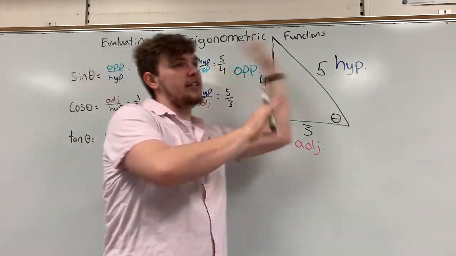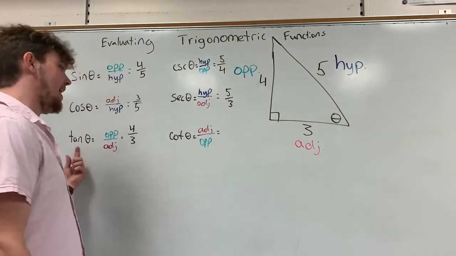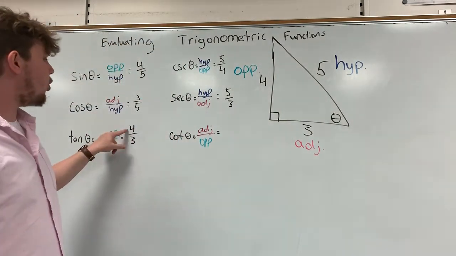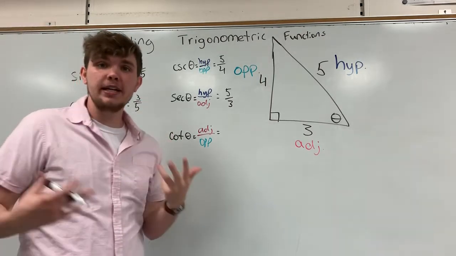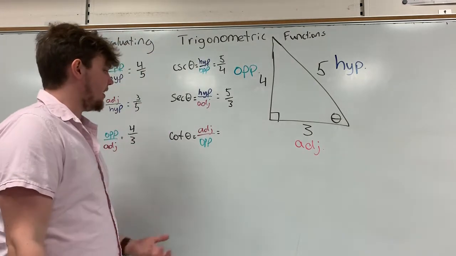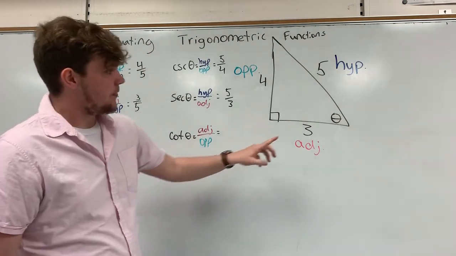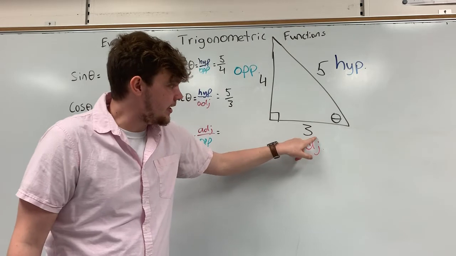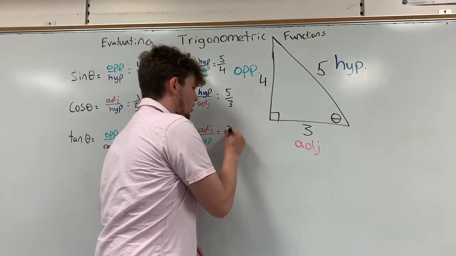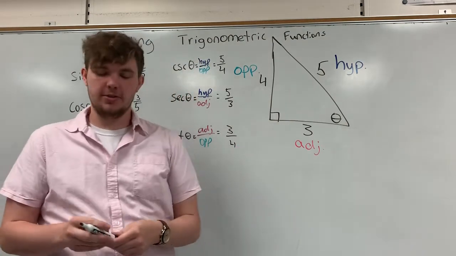I don't even need to look at the triangle anymore. I know that tangent and cotangent are reciprocals of each other. 4 over 3 is probably going to become 3 over 4. So let's think. Adjacent over opposite. Adjacent 3 divided by opposite 4. Woohoo!